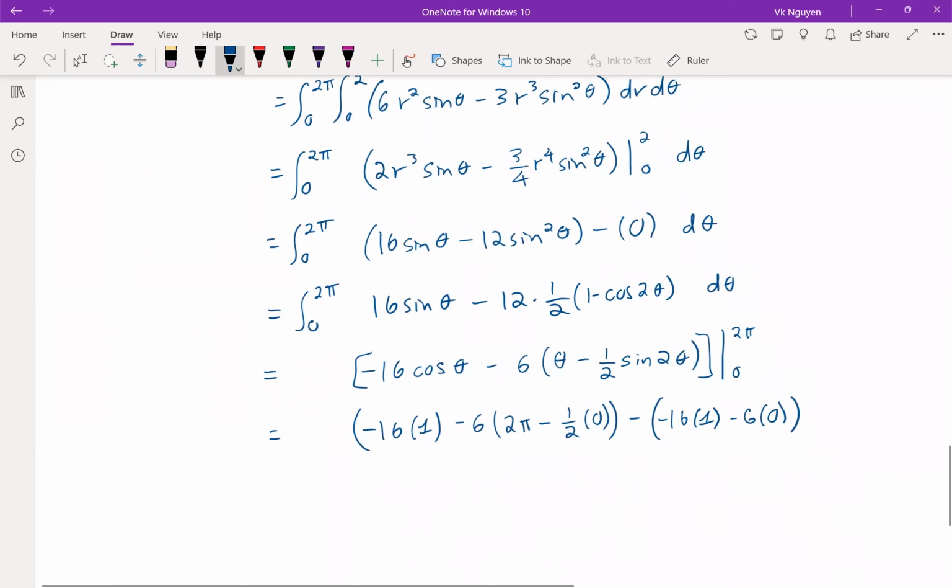Okay. Woo. What do we have here? We have negative 16 minus 12 pi. Minus 12 pi here. Plus 16. So in the end, the answer is negative 12 pi.